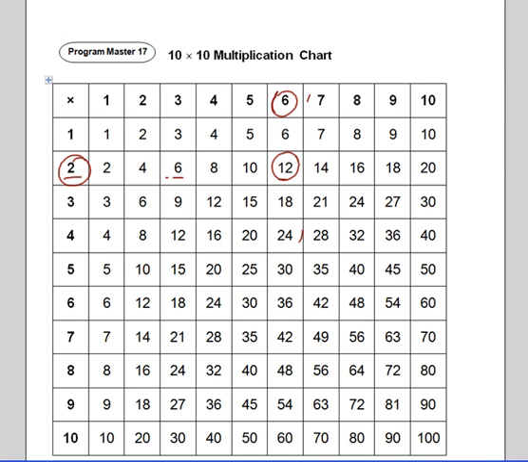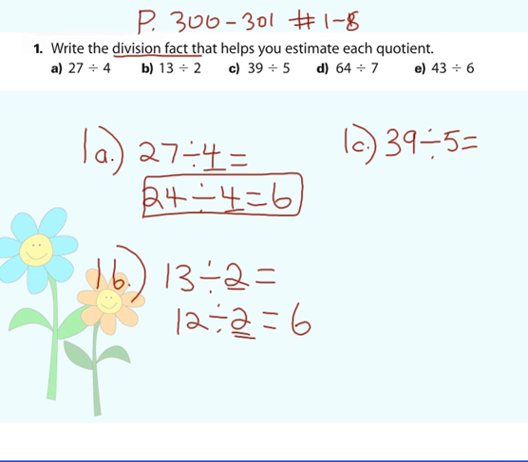So 39 divided by 5. Well, I'm dividing by 5, so I go across the 5 till I come to one that's closest to 39 but not over. 35 is. So 35 divided by 5 equals 7 is my answer. Is that what you got? So 35 divided by 5 equals 7. I hope you got that answer.